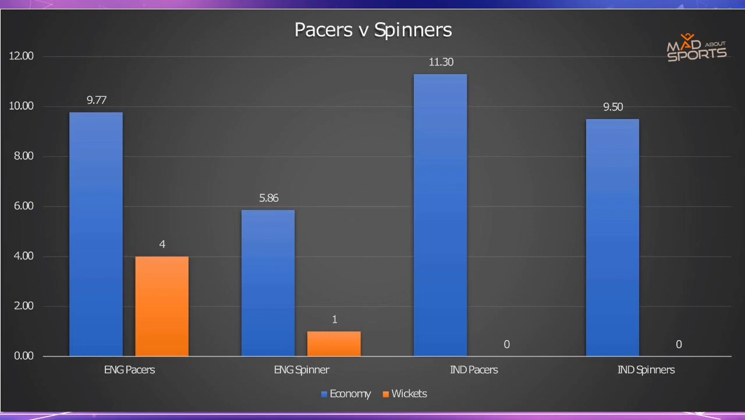Now, when we look at the pacers versus spinners, if you look at England pacers, they went at 9 runs per over and picked up 4 wickets. But when we look at England spinners, this is the turning point of the entire game. They just picked up 1 wicket, but in the 8 overs they bowled, they went at just 5.86 runs per over. That is a serious stat when you compare it with Indian spinners.